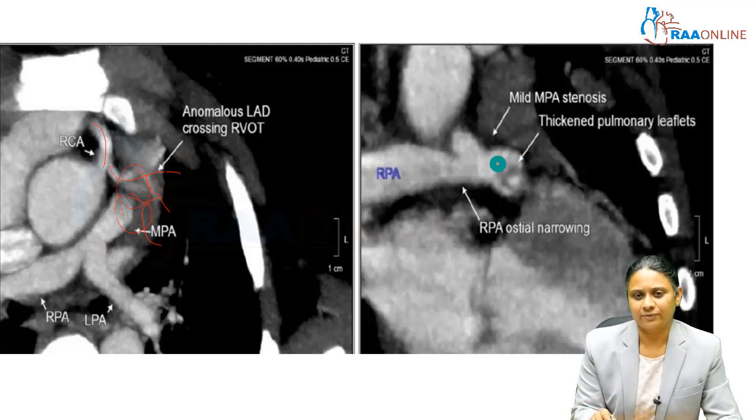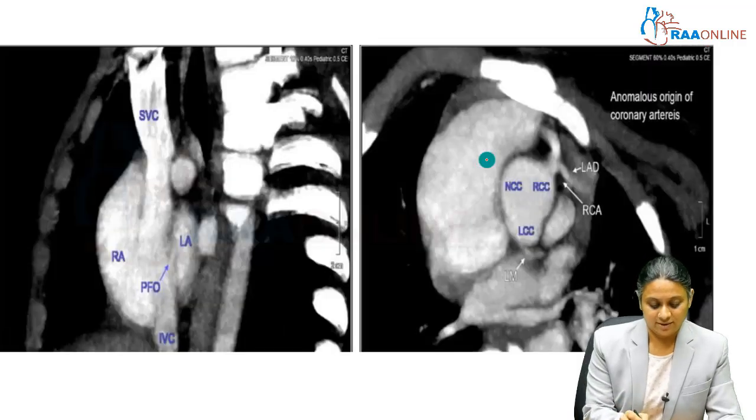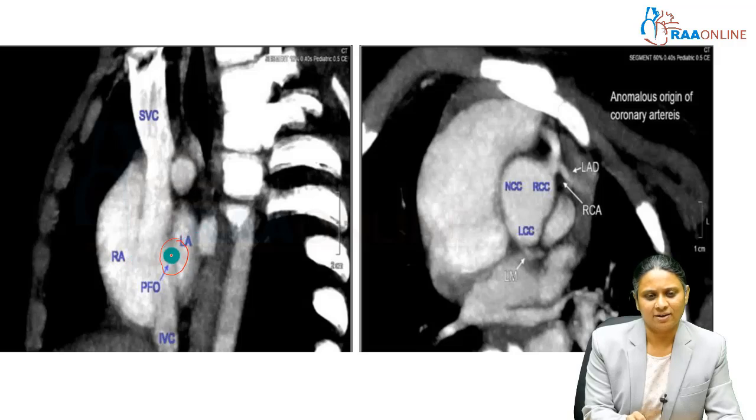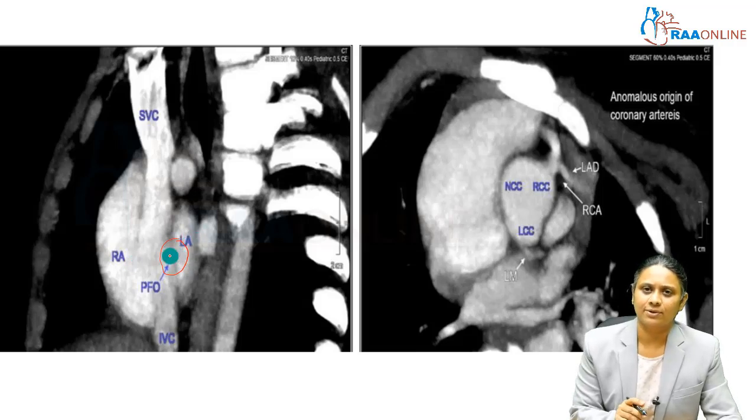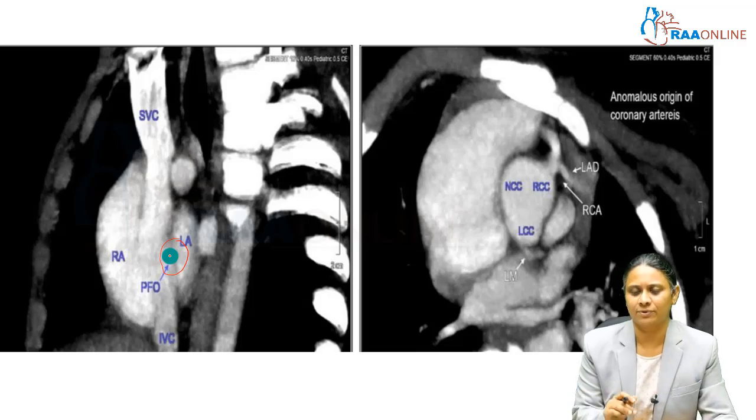There is another view showing this pulmonary valve, main pulmonary artery, and there is a right pulmonary artery ostial narrowing. Here there is a flap you can see which opens between the LA and the RA. PFO is usually a unidirectional valve. It allows blood only from right atrium to the left atrium. From the left atrium it closes, doesn't allow from left to right. So PFO is a unidirectional valve-like structure which allows the blood only from RA to LA.